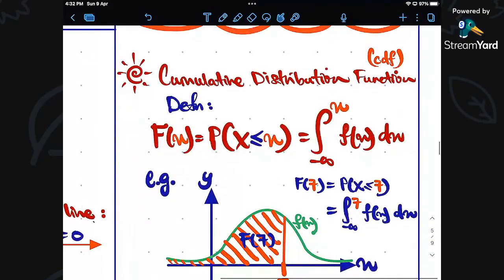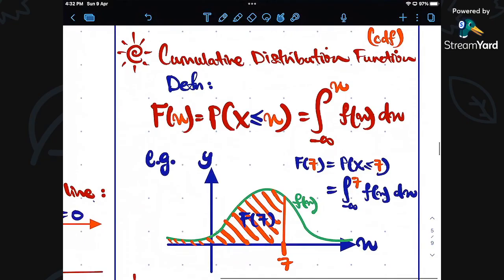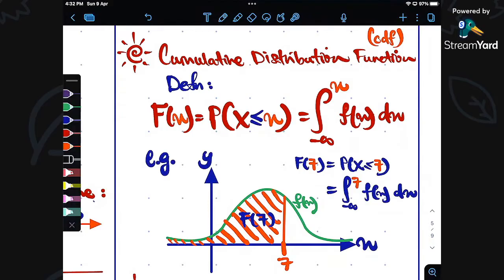This definition is very important for you to understand, and the easier way to explain this is by using a graph, area under the graph. So let's say this is the graph, and we have a shaded region until 7, and after we integrate it, we will get the big letter F. Because after we integrate the small letter f, we will get the big letter F, which is the shaded region. So please make sure you understand the meaning of this.